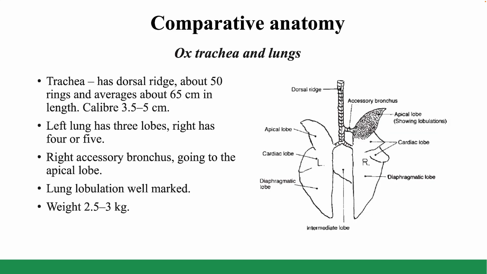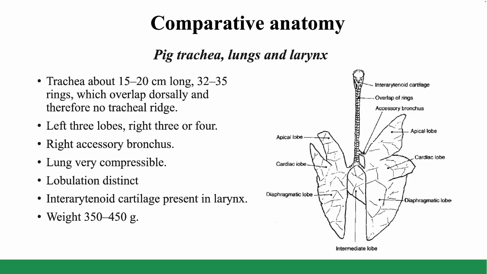On the ox, we have something here known as the dorsal ridge, which doesn't exist in some of the animal species. Here we're going to see later. As well, in pig, the dorsal ridge can be clearly seen here. In addition, we have something called the interretinoid cartilage here that we didn't have in ox.